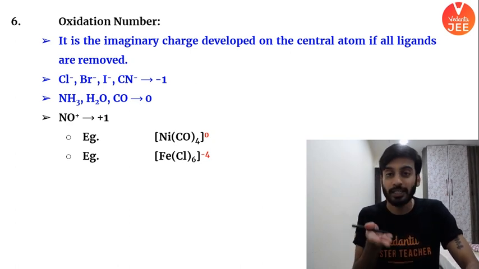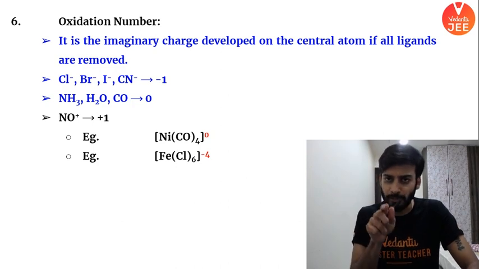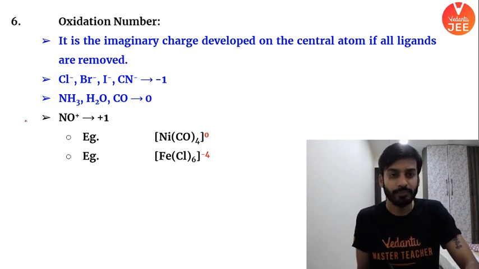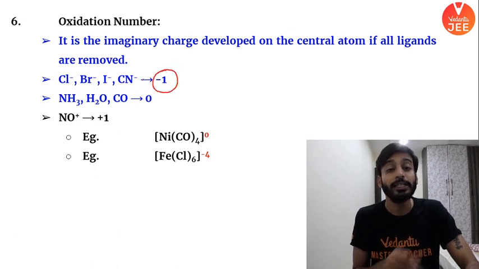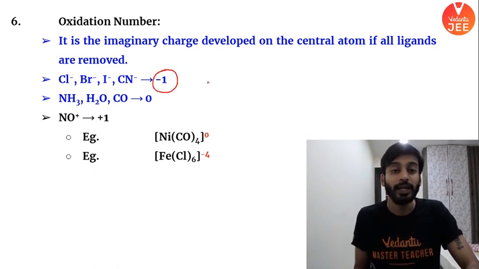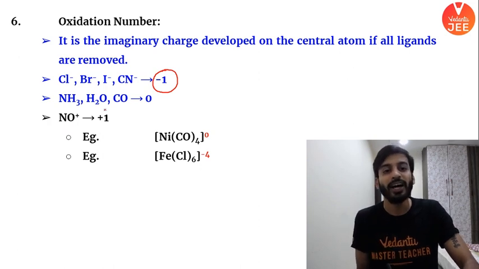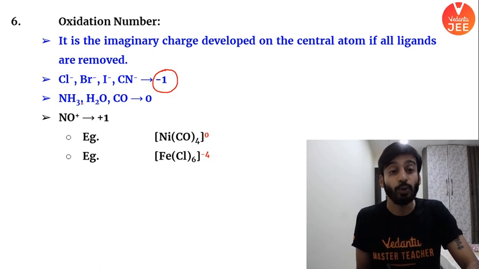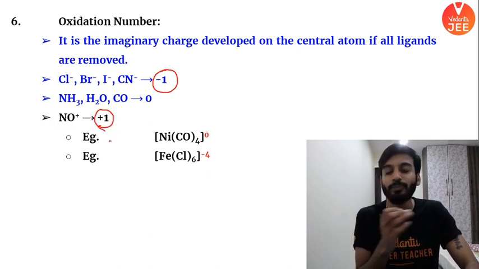Now this is a sort of information which you must remember, which you must learn. Cl minus, Br minus, I minus, CN minus, these all have -1 charge on them. They are anionic ligands. Ammonia, H2O, CO: this is called carbonyl. Water is called aqua. Ammonia is called ammine. We'll talk all about it in tomorrow's class as well. So these are neutral ligands. Learn them. And nitrosonium ion, NO plus, has +1 charge on it. It is a positive ligand.